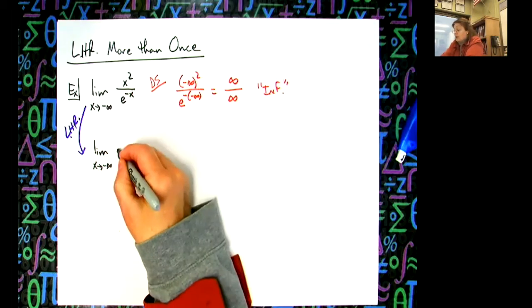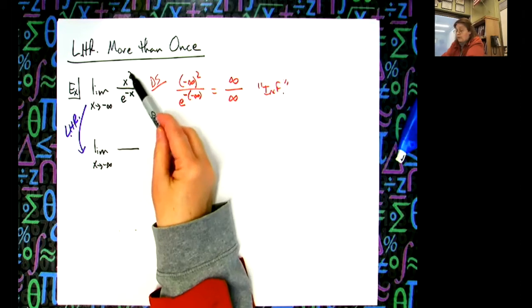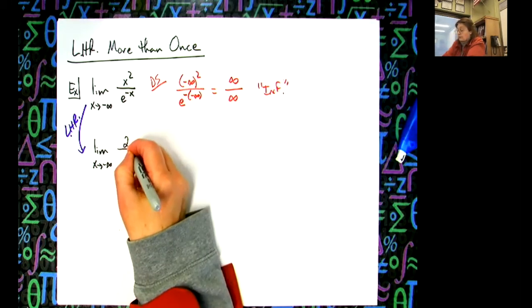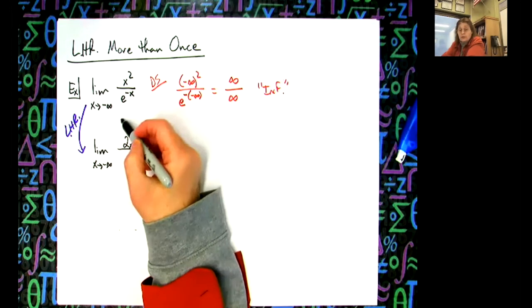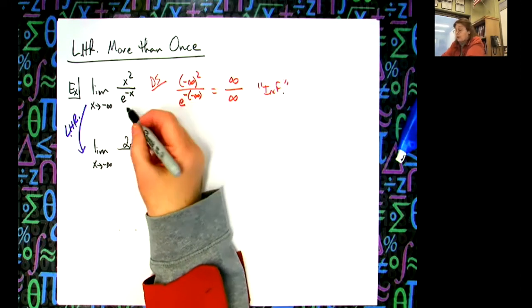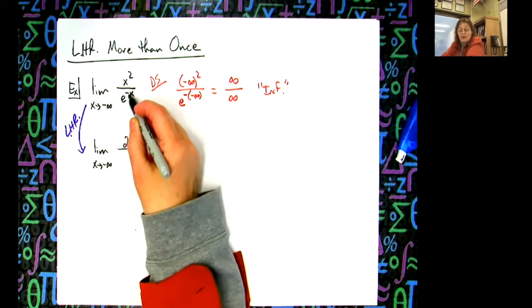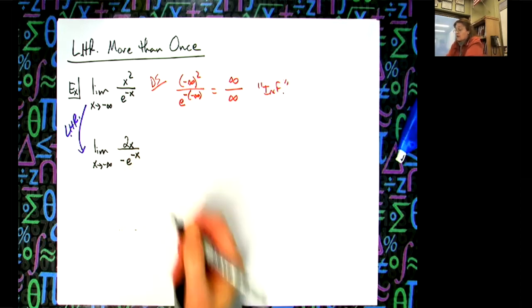Again, let's try to do this without using that d/dx notation. The derivative of that numerator is just going to be 2x. The derivative of this denominator, e to the u, is e to the u times u prime. So the derivative of that exponent is going to be a negative, and I'll have a negative e to the negative x.